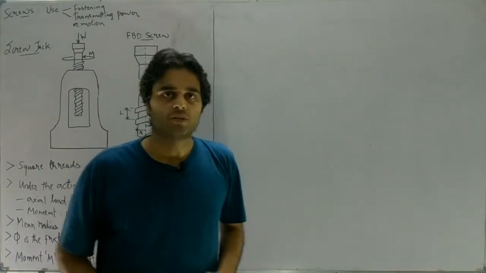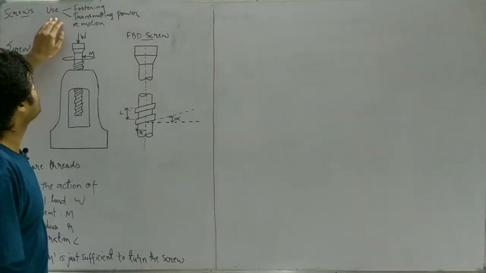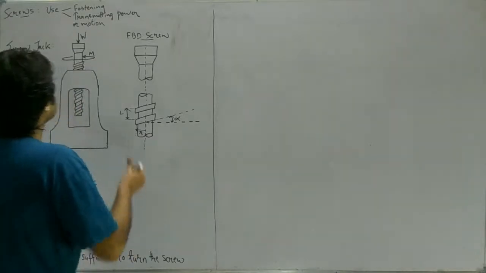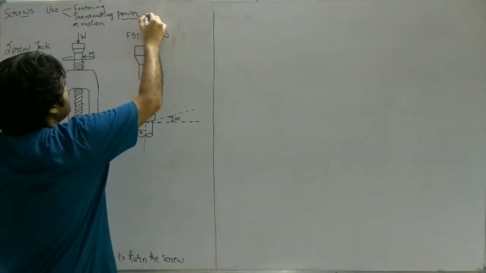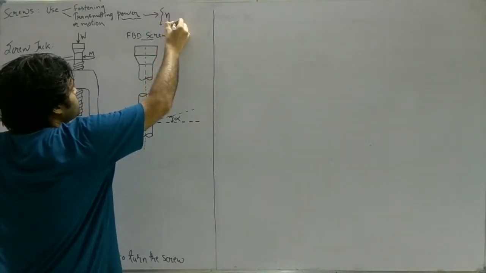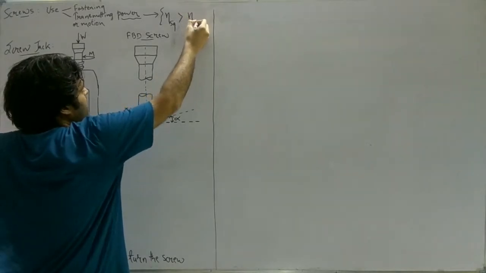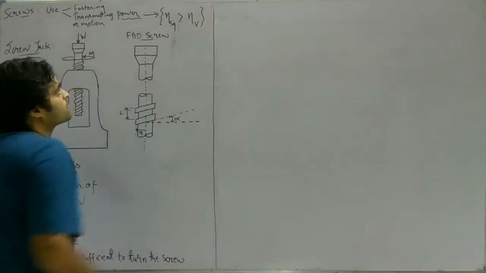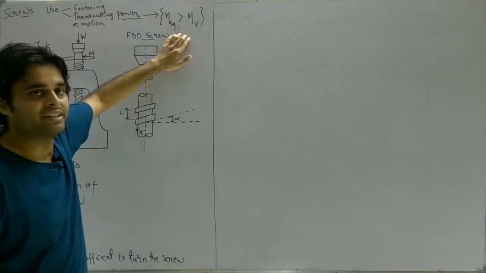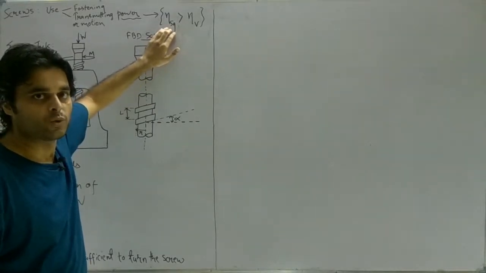So today we'll be studying about screw jack. But before we do that, we see here that screws are used for fastening purpose or for transmitting power or motion. Now for transmitting power, we see that a square threaded screw has a greater efficiency than a V-threaded screw. So we won't dwell into this topic much here. Instead, we will keep our discussion restricted to square threaded screws only.